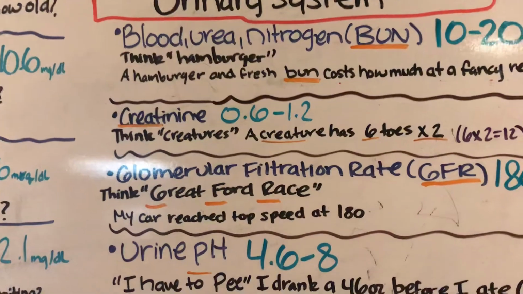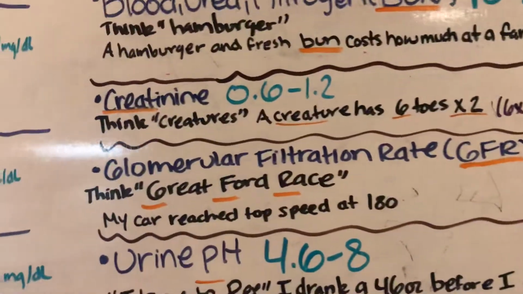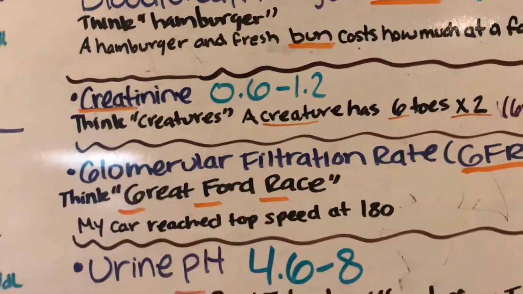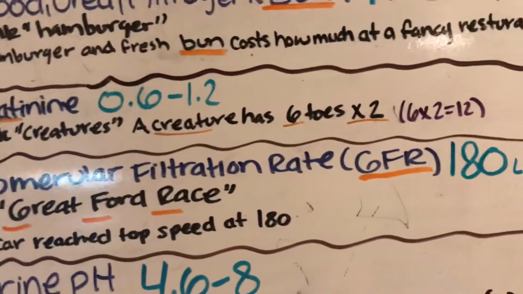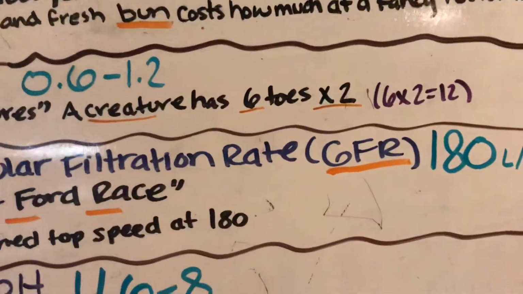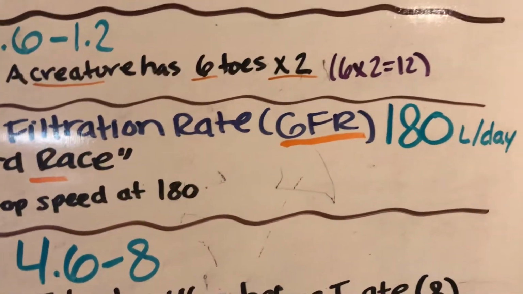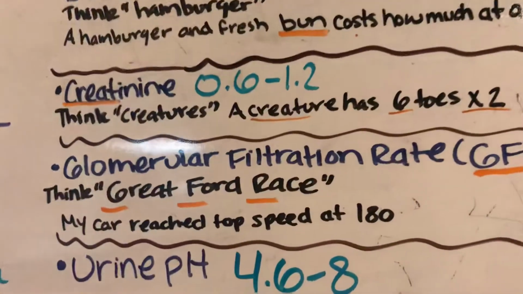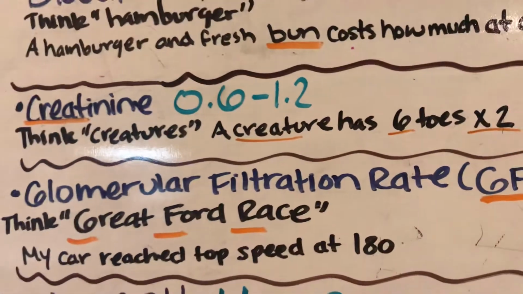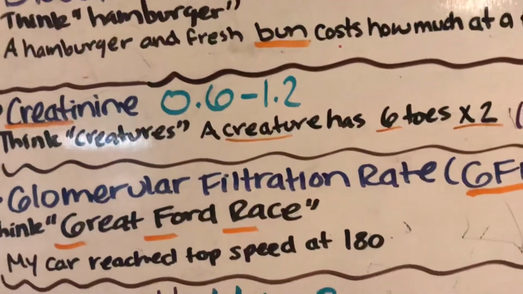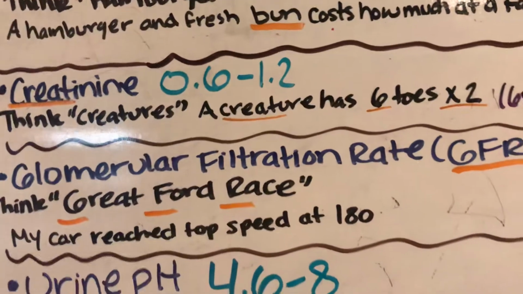Next we have creatinine. And I think of creatures. And I think a creature has 6 toes times 2. So the 6 and the 2 helps me remember the 6 times 2, which is 12. And so your lab value is 0.6 to 1.2, or I think of 6 to 12.